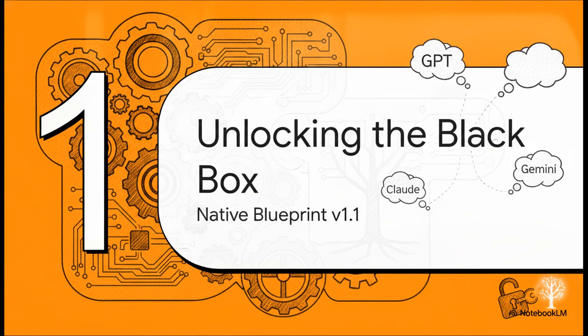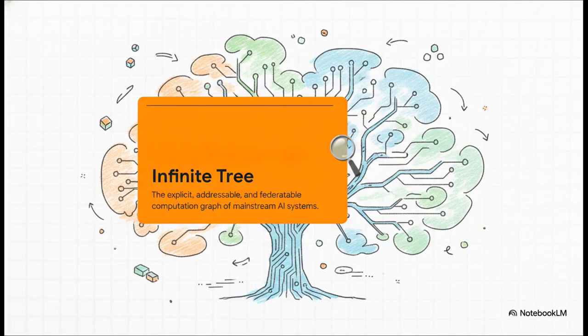All right, Part 1. Unlocking the AI black box, looking specifically at the internal native blueprint version 1.1. What we need to realize right off the bat is that this blueprint doesn't add some complicated new layer on top of AI. Not at all. It simply reveals the native structure that's already hiding inside models like GPT, Claude, and Gemini. The infinite tree is just the AI's internal brain network made visible to us. It explicitly defines the computation graph the AI is naturally running behind the scenes.